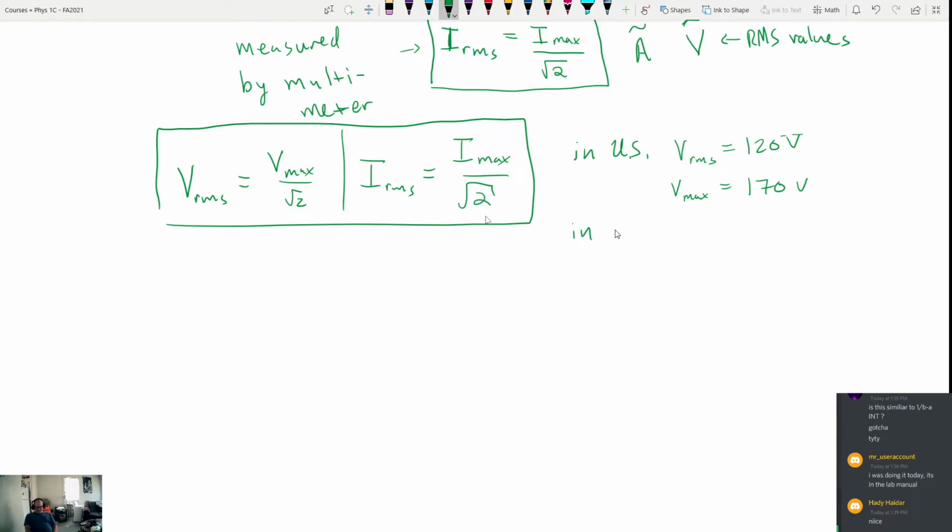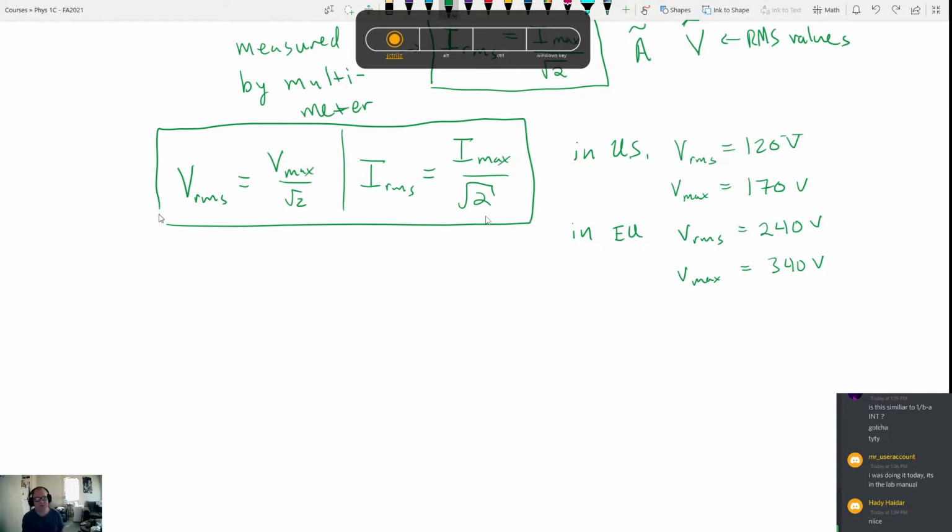I believe in Europe, VRMS is 240, which means that Vmax would be what? Double this one. So 340 volts. And that's how we talk about current and voltage when we are discussing AC circuits, by using these RMS values.